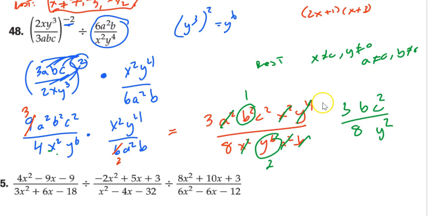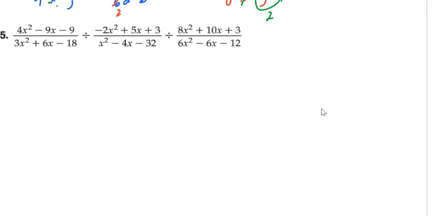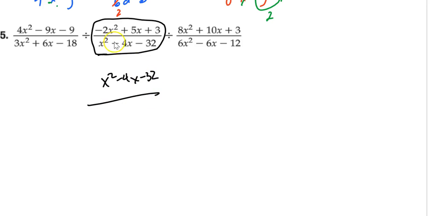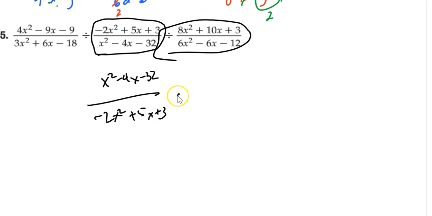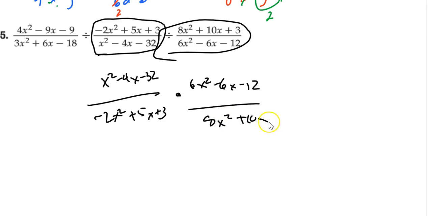So that's that one. This one right here, I'm gonna spare you because it'll probably take me like 10 minutes to do this problem. But it's the exact same idea, right? You see this divide sign? You're gonna flip this. This is gonna be x squared minus 4x minus 32. That's gonna be negative 2x squared plus 5x plus 3 on the bottom. Same thing here. It's a divide, so you flip it. And then over here, that's the only one that stays the way it is.